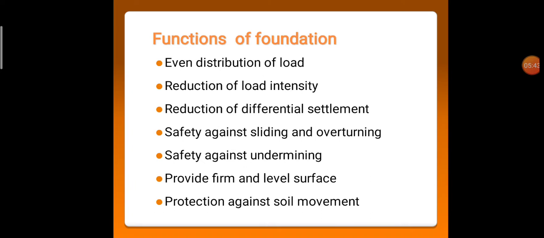Next, safety against sliding and overturning, and safety against undermining. These are also some of the functions. Undermining is when flood water, for example, erodes the foundation, so the foundation protects the building against undermining. We need to give support or protect the foundation if it is in flood water. Then it provides a firm, level surface and protects against soil movement. These are some of the functions of the foundation.